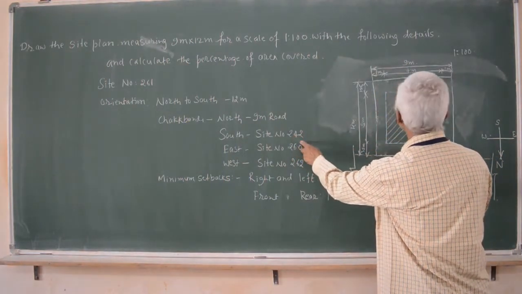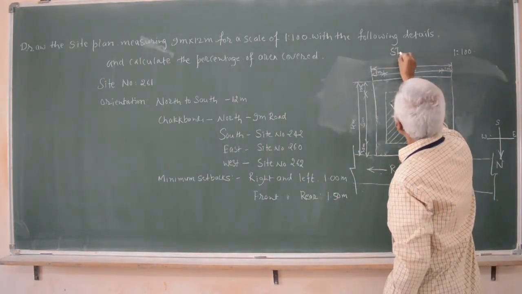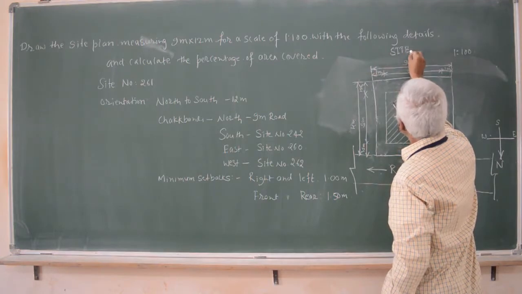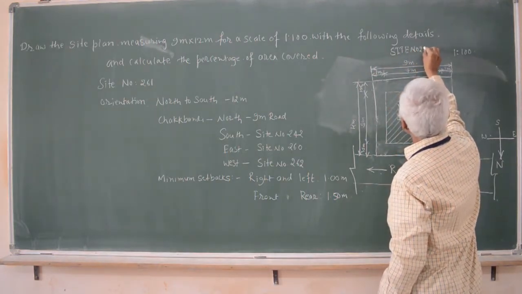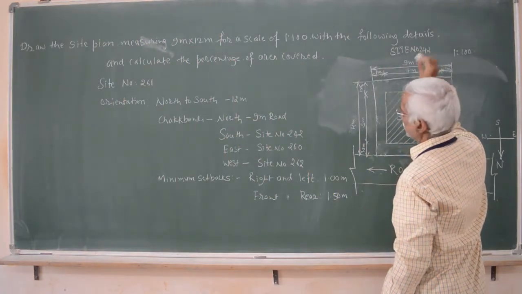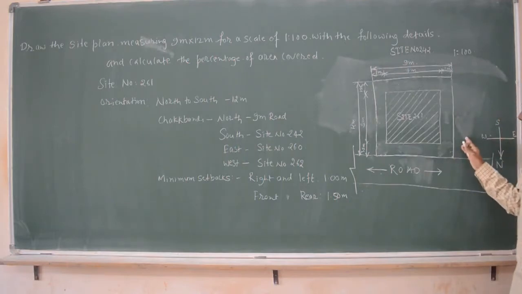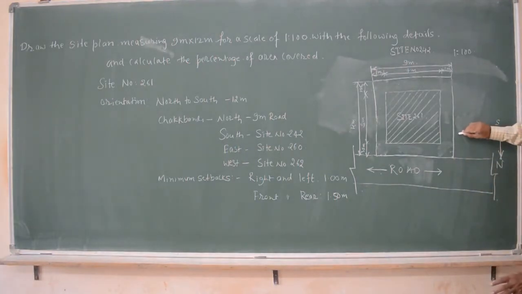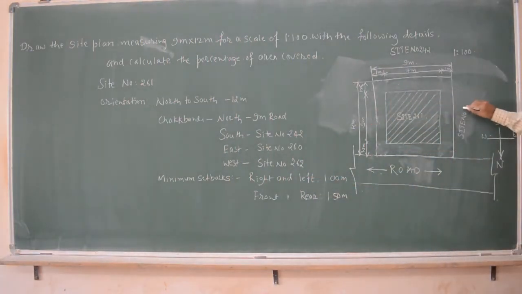site number 242. That means above. Here you have to write the site number and all in capital letters only. That is 242. Then east, which is east? Left side is east. That is, you have to write the site number east 260.